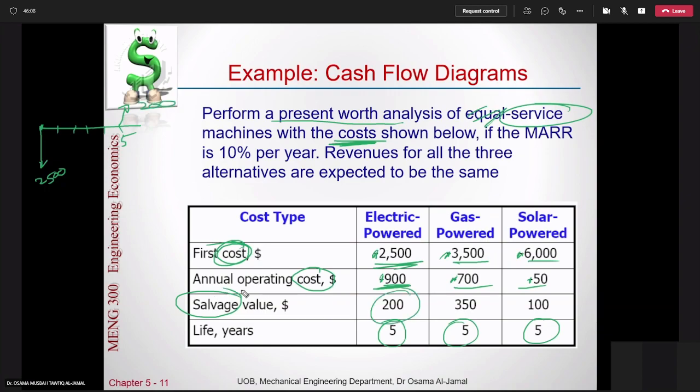We have an operating cost. It says here annual. By the way, in every semester, we have a question from students. Doctor, is it at year 1? Is it at year 2? How do you know that is an annuity? Because it says here annual operating cost, or OC.